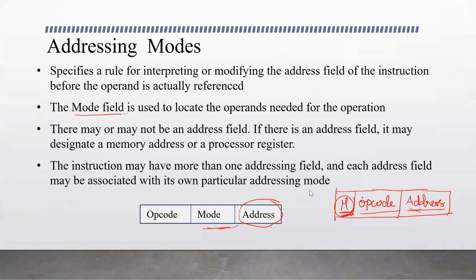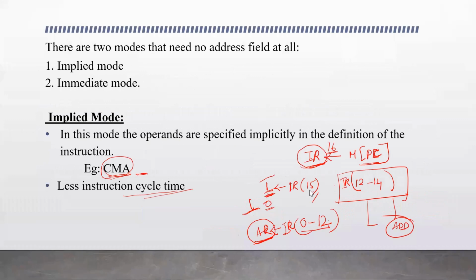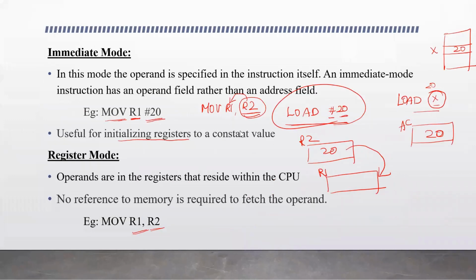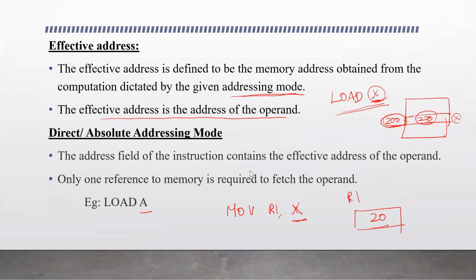We have discussed the implied mode, where no address is needed. Immediate mode, where no address is needed, directly the operand is given. And register mode, where we need to give the address, but the address is the register address. When the operand is stored in registers, we call it register mode because the address would be the registers. And direct or absolute addressing mode and indirect mode.